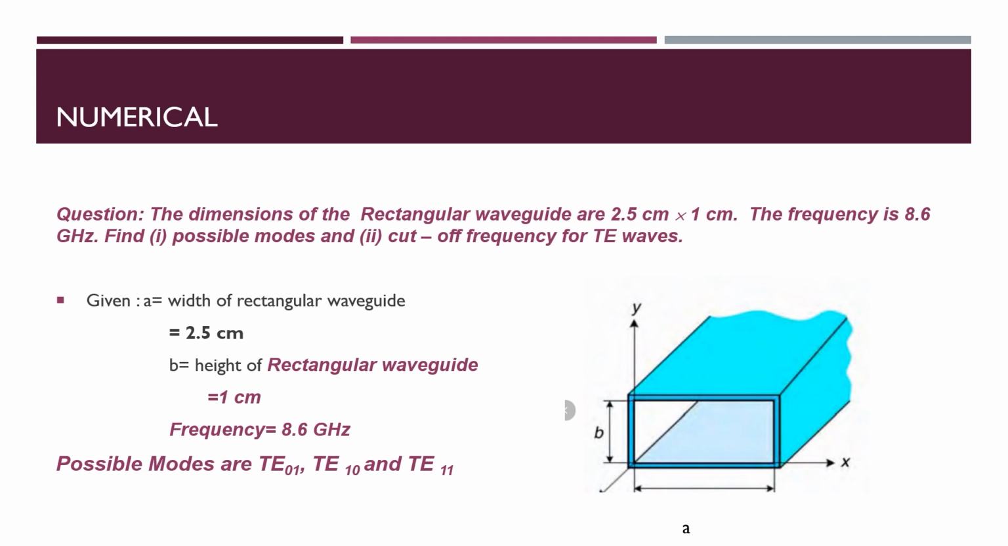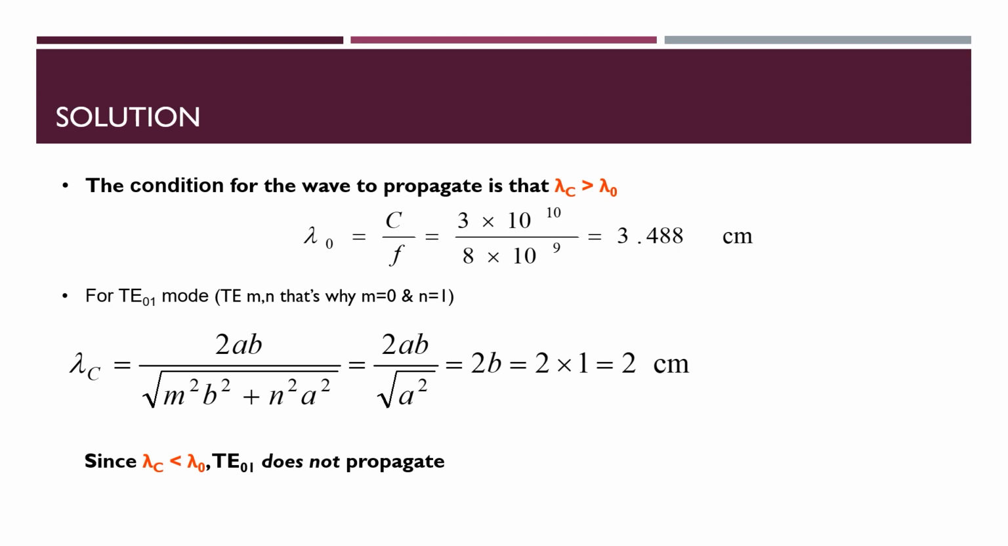So from these modes, we have to find which will travel through this waveguide for these dimensions. The condition for the wave to propagate is that lambda c should be greater than lambda 0. That means the cutoff wavelength should be greater than the operating wavelength lambda 0. The formula for lambda 0 is c divided by f.